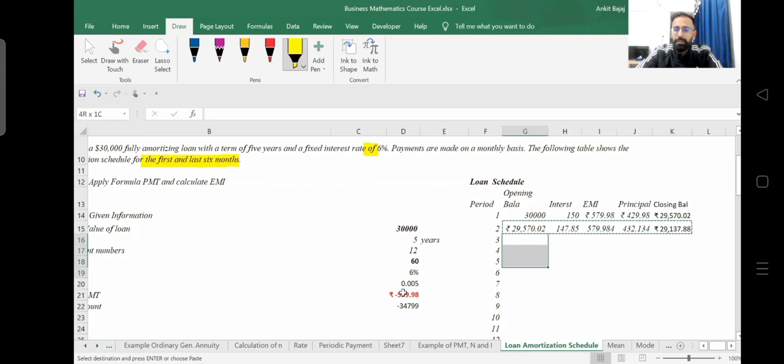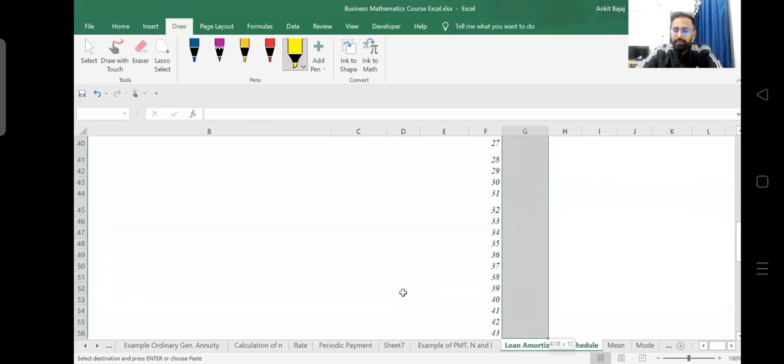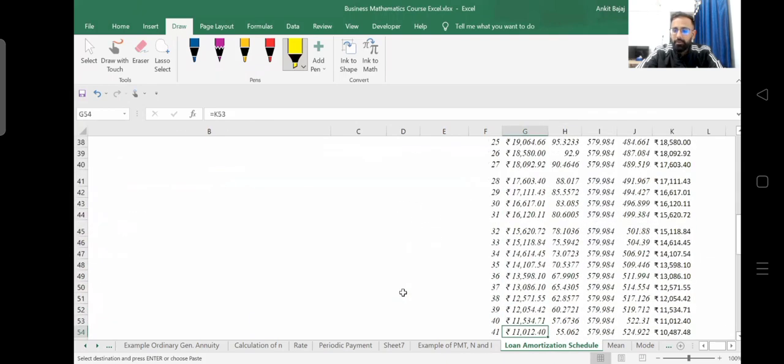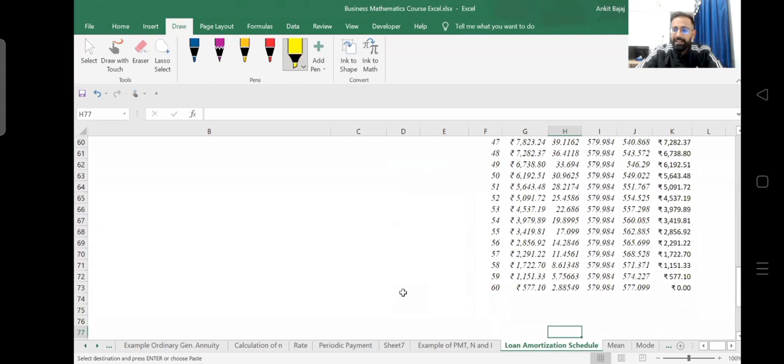Now simply I will copy this value, and we will see whether we are getting the correct answer or not. So if you see here, I have pasted these values. At the end, the amount should be 0. So if you see at the end, the amount is 0, right? So the last installment value is going to be the same, that is 579.98. It includes interest of 2.88 and principal of 577, right?